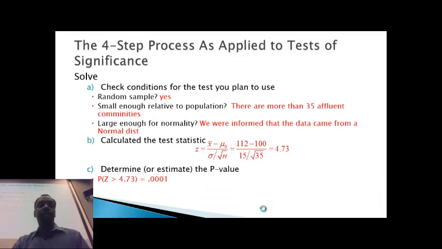Okay, so check the conditions for the test you plan to use. Was it a random sample? Aye, sir. Okay. However you spell communities. All right. Was it small enough relative to the population? Yes. And large enough for normality? Yes.